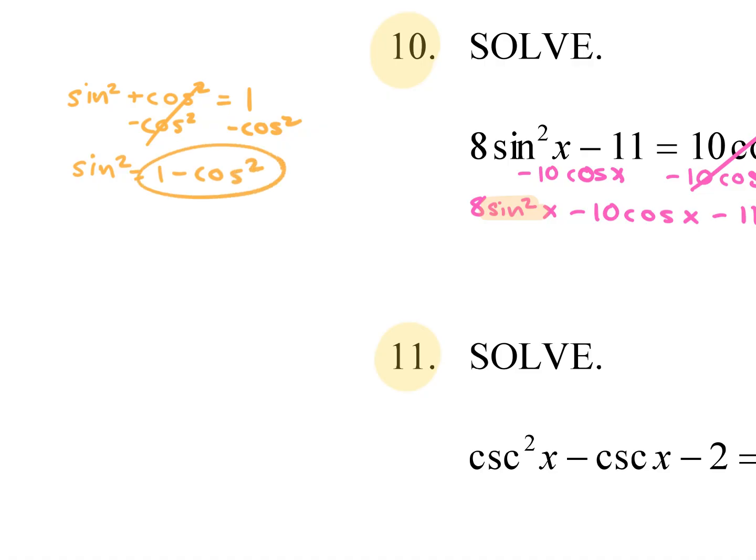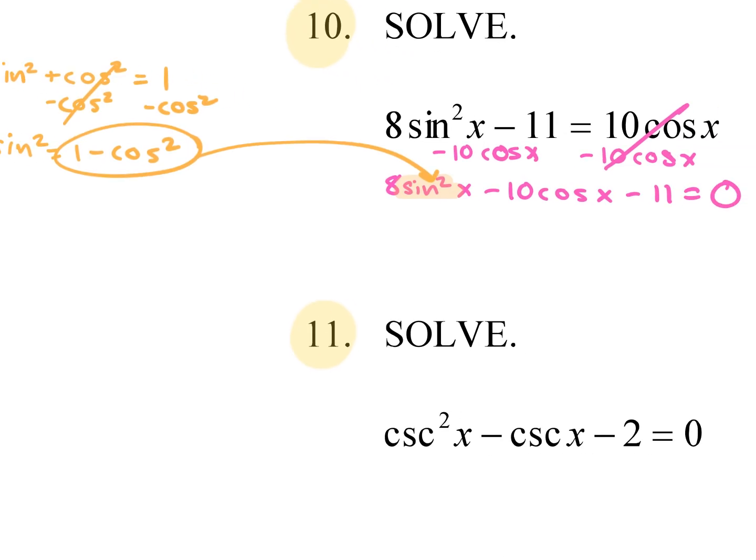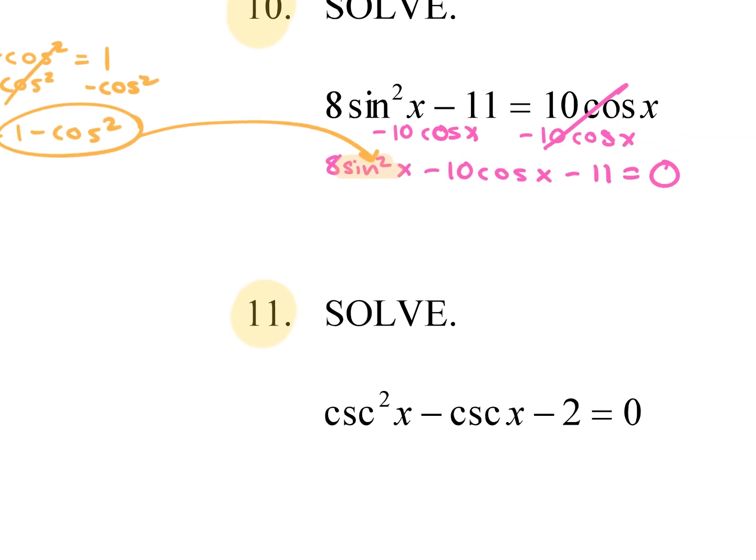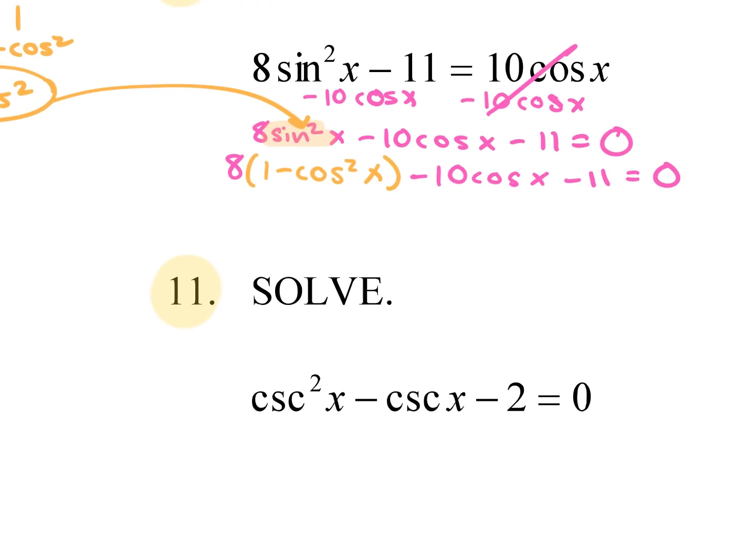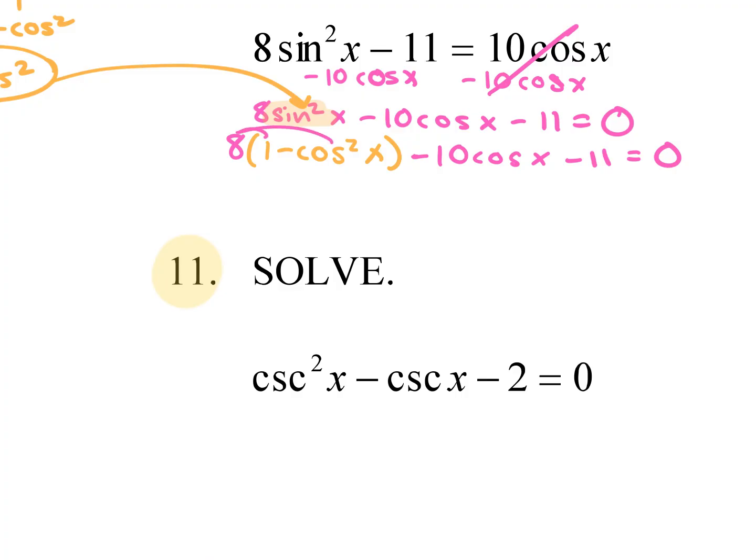We're going to take 1 minus cosine squared and substitute it into the sine. So that 8 stays outside. When we plug it in, we're putting it in parentheses. So 8 times (1 minus cosine squared x) minus 10 cosine x minus 11. Now we have the same trig function. What can we do next? Distribute. So 8 minus 8 cosine squared x minus 10 cosine x minus 11 equals 0.